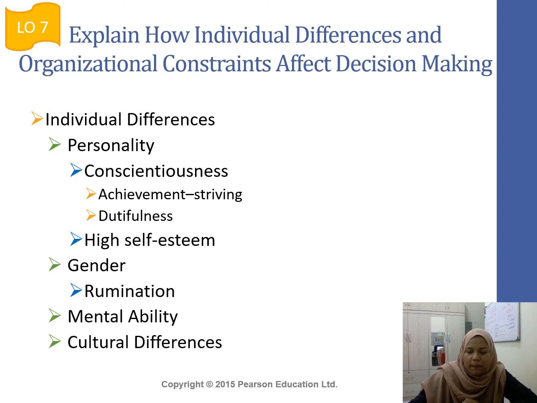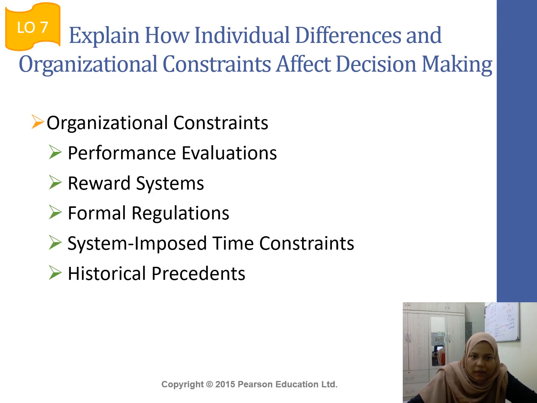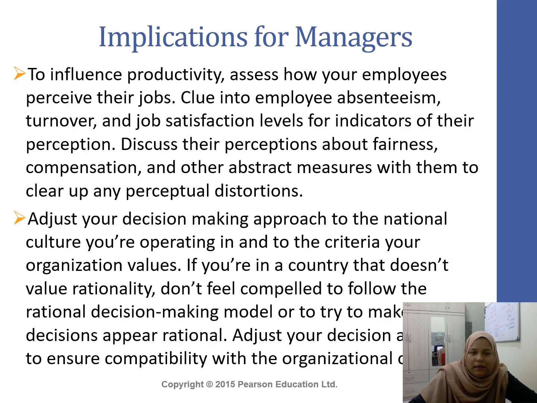Okay, so, explaining how individual experiences and organizational constraints affect decision making, of course. Decision making can be affected through individual differences such as personality, gender, mental ability, and cultural differences. If you are a Malay, your thoughts will be different, but if you're a Malay raised in a Chindian community, it will be different. So these are the reasons why our decision making is different. Then organizational constraints.